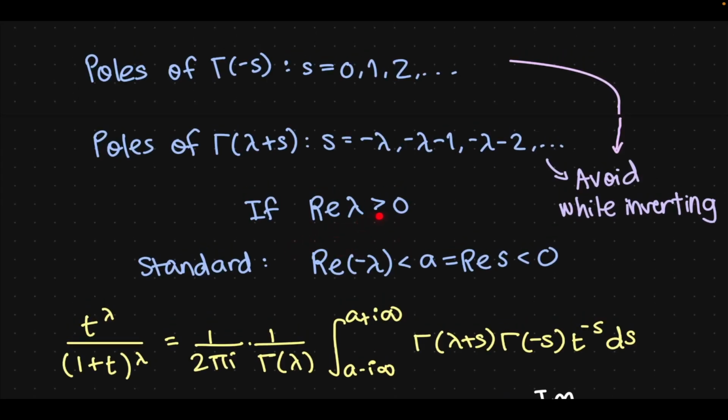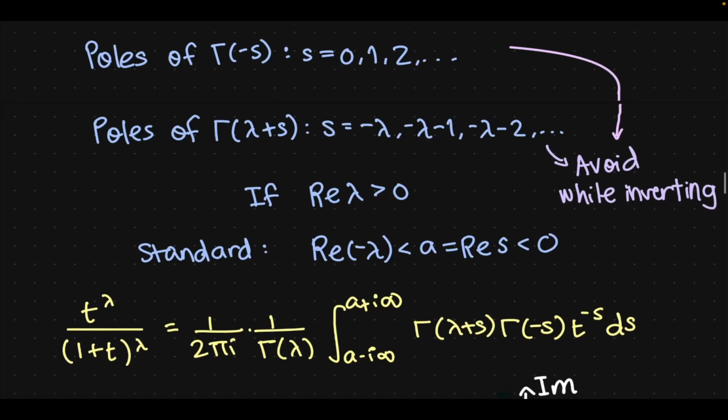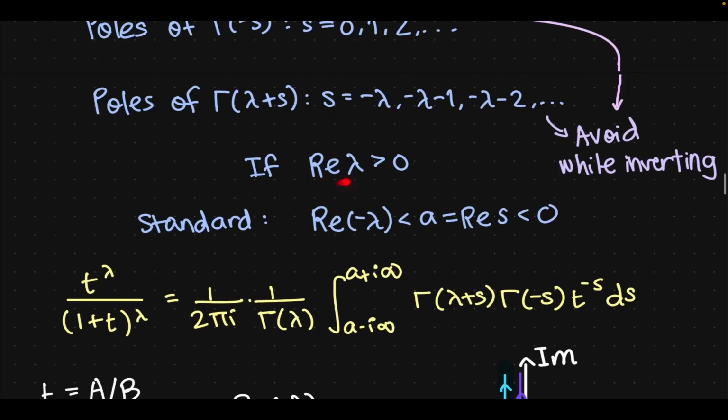If the real part of lambda is greater than 0, that means there's a space between the real part of negative lambda and 0. Just place your real part of s between both of them, because with this condition, we're guaranteeing there's a space between minus lambda and 0.